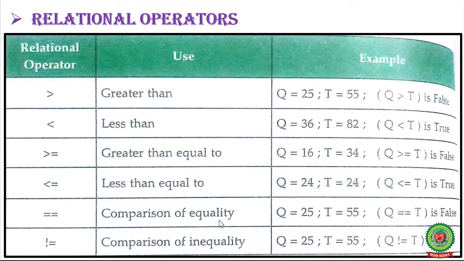Fifth is comparison of equality. Equality means both the values must be the same. Q equals 25, T equals 55. Is Q double equals T? The answer is false. And our last relational operator is comparison of inequality. This is not equals to. Q equals 25, T equals 55. Q is not equal to T, the answer is true.